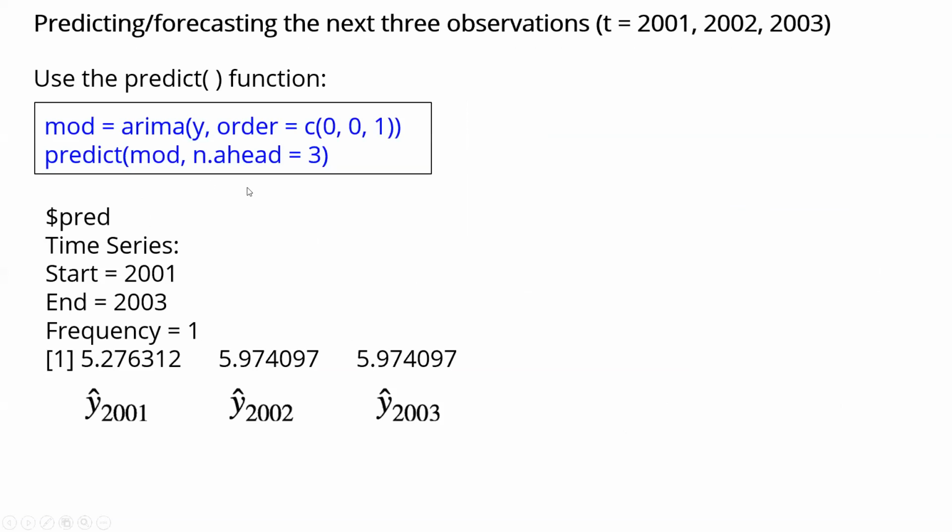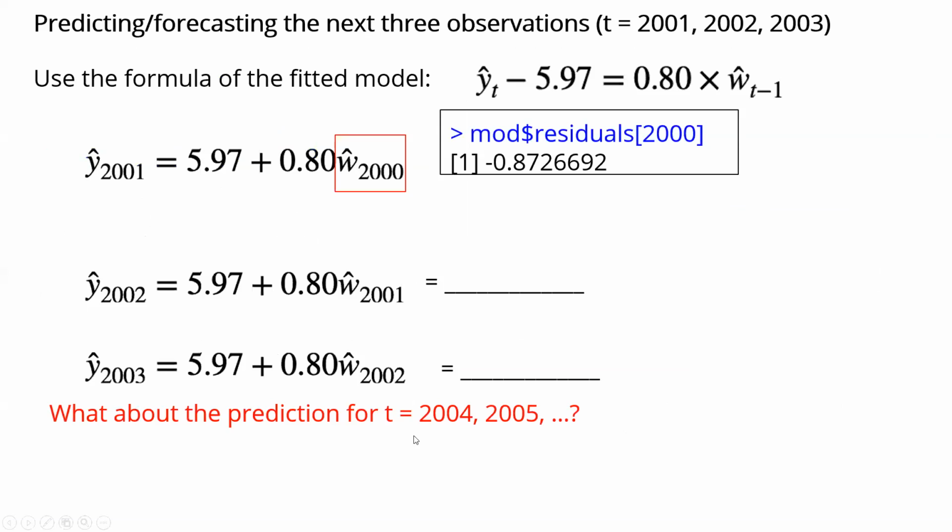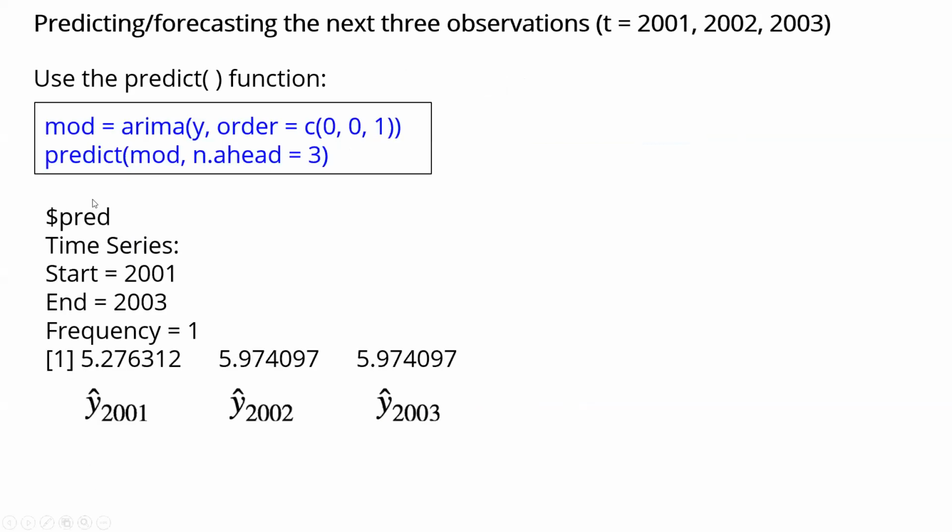I'm going to write this one, and these are the values that come out. This is for 2001, this is for 2002, for 2003. So I think you can see that now. This is what R is going to give you. Can you see that now?